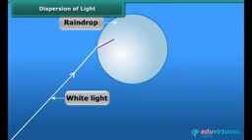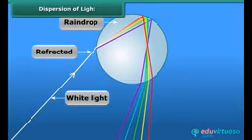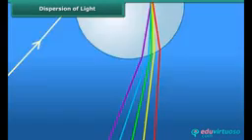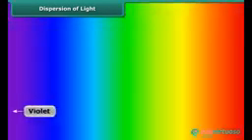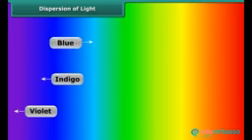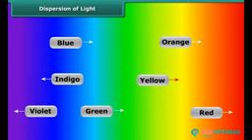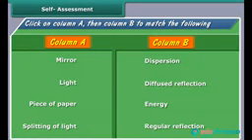Coming back to the rainbow, we can now say that the dispersion of white light passing through the water droplets formed the rainbow. The colors can be seen in the following order: violet, indigo, blue, green, yellow, orange, and red, or VIBGYOR. Students, you have to match items under column A with items under column B.